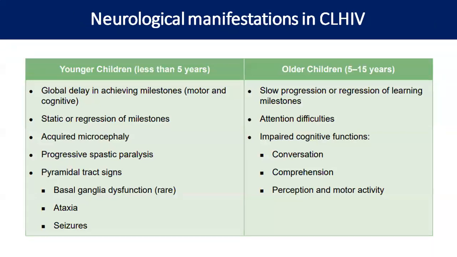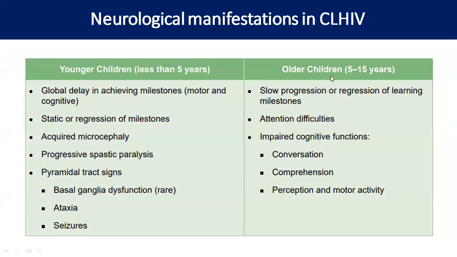So what are the manifestations in children less than 5 years of age and more than 5 years? The manifestations can be different. So as we know, if the patient is less than 5 years old, the patient can have global delay in the milestones, or there can be static or regression of milestones as well. They can have acquired microcephaly, progressive spastic paralysis, pyramidal tract sign because of basal ganglia involvement, ataxia or seizures.